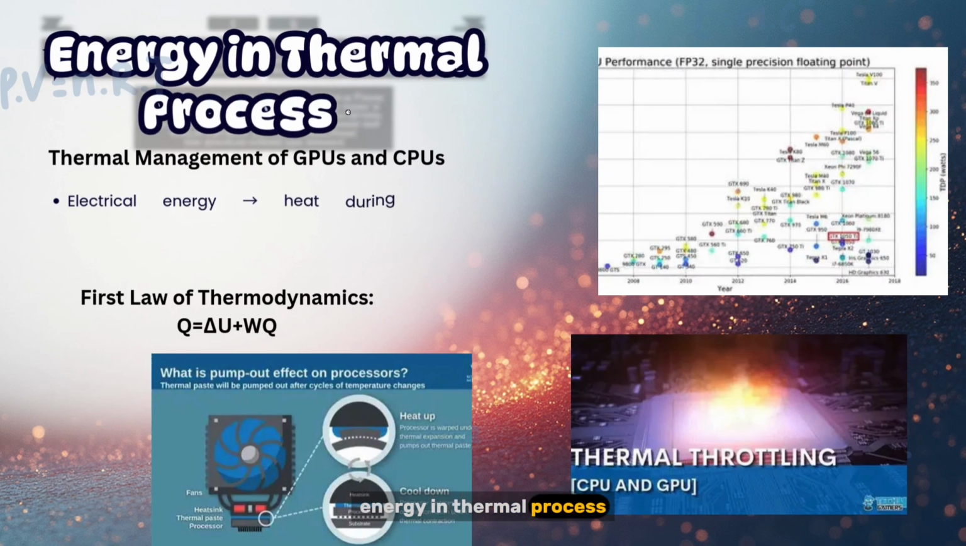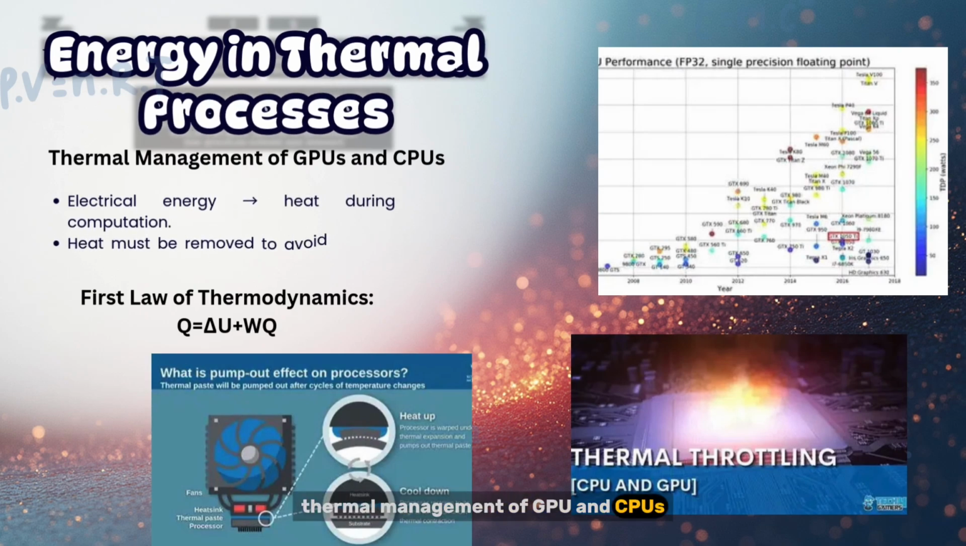Energy in thermal process: thermal management of GPUs and CPUs. GPU and CPU generate heat during computation. This heat must be removed to avoid overheating and system damage. First law of thermodynamics. The first law explains that energy is conserved. Heat and work are related through energy transfer in the system.